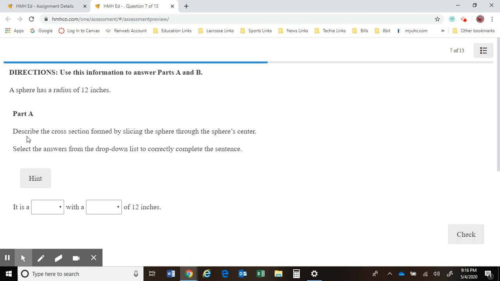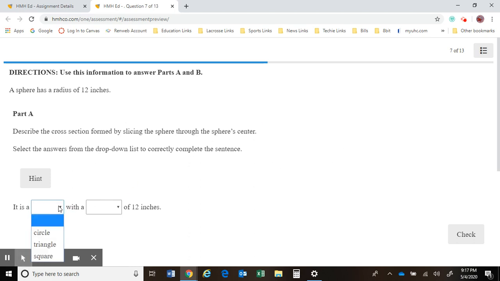All right, a sphere has a radius of 12 inches. Describe the cross-section formed by slicing the sphere through the center and select the answers from the drop-down. All right, so I've got this sphere here, and I know it has a radius of 12 inches.